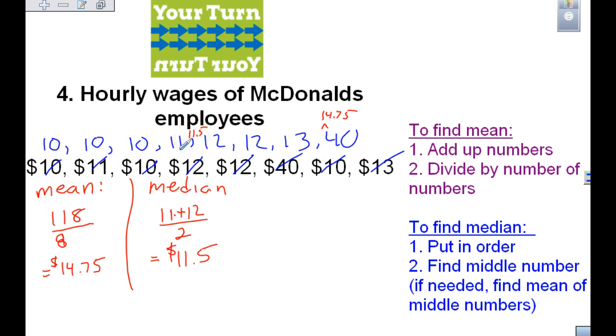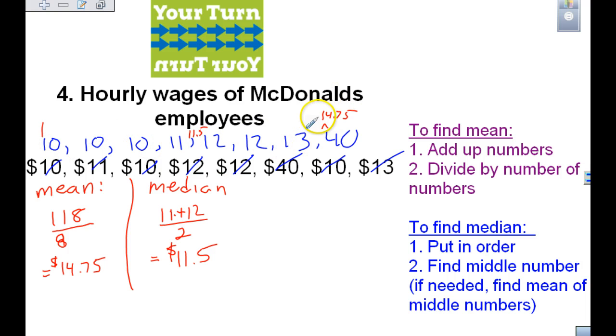11.5 is a better measurement. The median is a better measurement because it is closer. It's only 1.5 away from 10. It's only 1.5 away from 13. So if I go $1.5 each way, I have everything. 14.75, that's above all of these. Well, it's not really close to any of this.